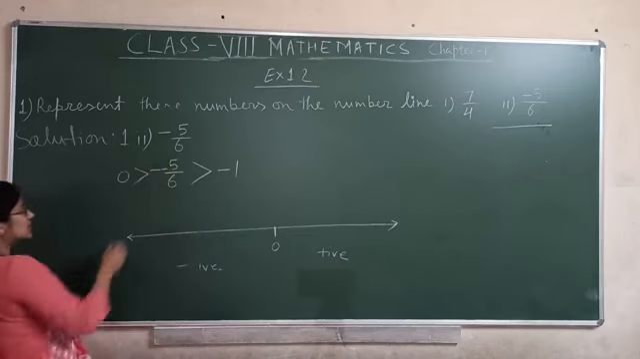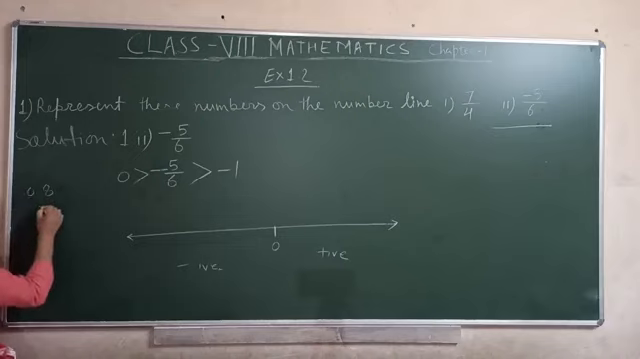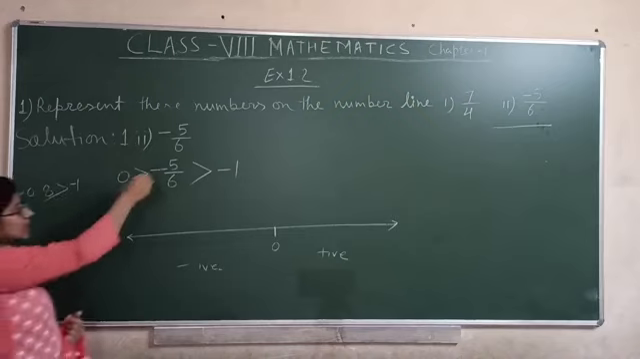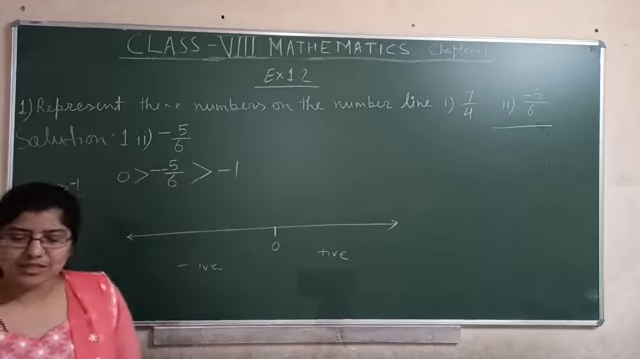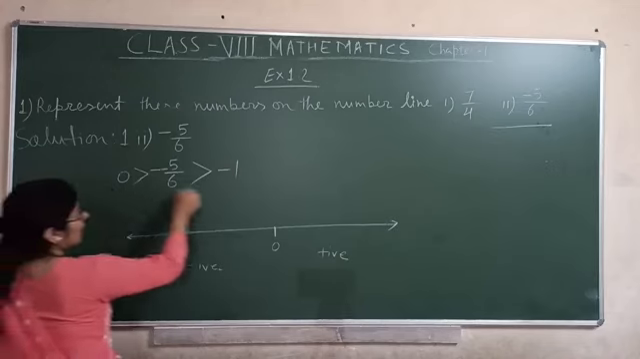When you divide this one, you are getting approx 0.8 and here 1. But here a minus sign is also there and here also a minus sign. With minus, the number increases but its value decreases. So this will be greater than 1. That's why minus 5 upon 6 will be greater than minus 1. So minus 5 by 6 lies between 0 and minus 1.